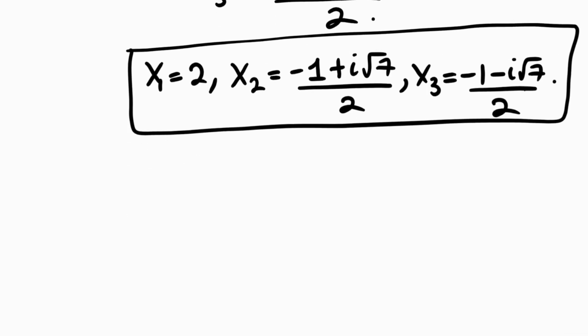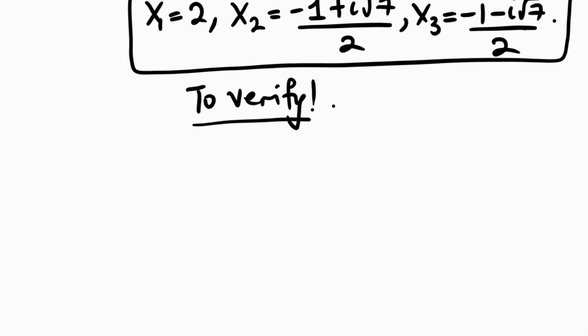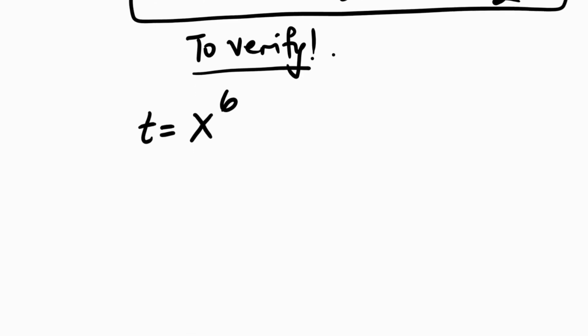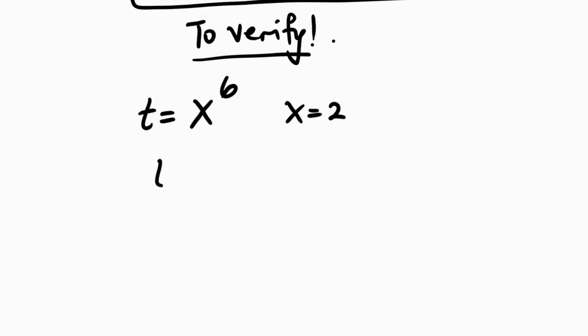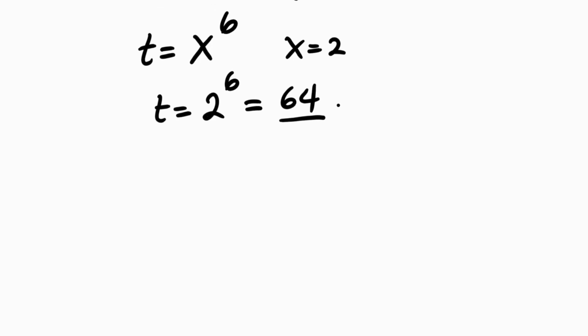Now, we need to verify our answer to see if it is actually correct. So to verify, we're going to plug the real value of x into our question. Now, remember we said our t is equal to x raised to the power 6, right? Now, x is equal to 2. So t is equal to 2 raised to the power 6, which is equal to 64. So now back to the question.